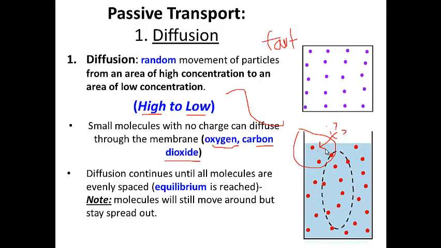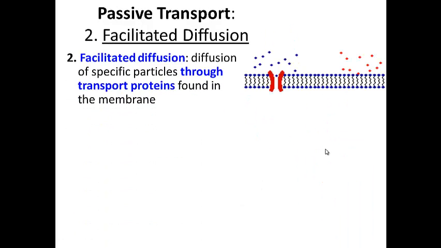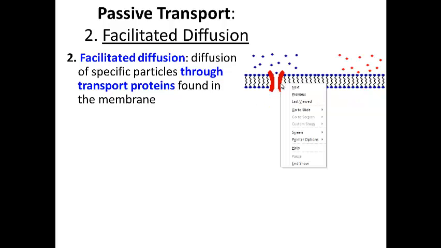Okay, so here's another example. They want to be equal, so they're going to go from high to low. Now, facilitated diffusion is the same exact thing, but all it means is that instead of just going through the cell membrane like this picture here, it's going to be going through one of these proteins. Okay, these are those purple proteins that you saw earlier. They're just represented in a different way.